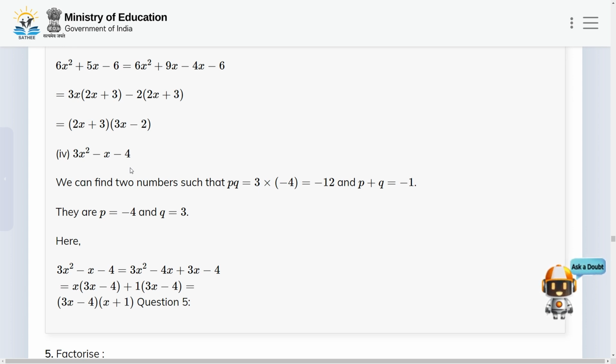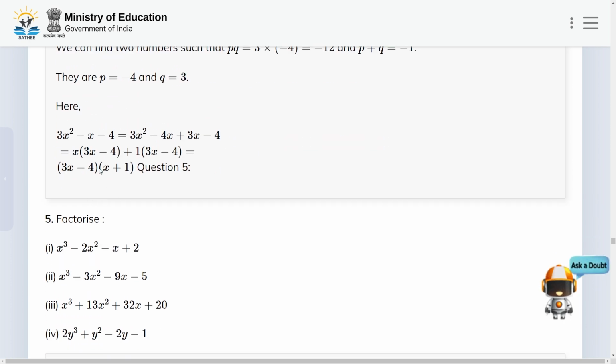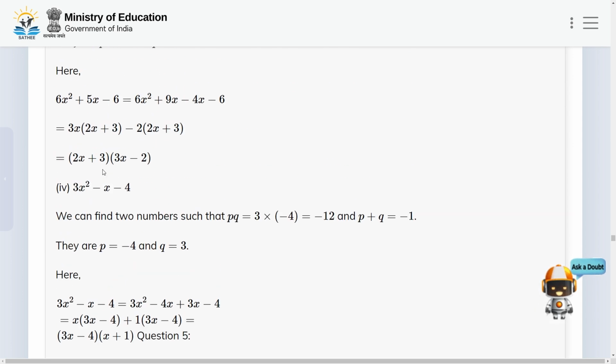So here 3x square minus x minus 4 can be written as 3x square minus 4x plus 3x minus 4. Okay, and this is equal to x times 3x minus 4 plus 1 times 3x minus 4, which is equal to 3x minus 4 times x plus 1. So this is the factorization of the quadratic polynomial 3x square minus x minus 4.